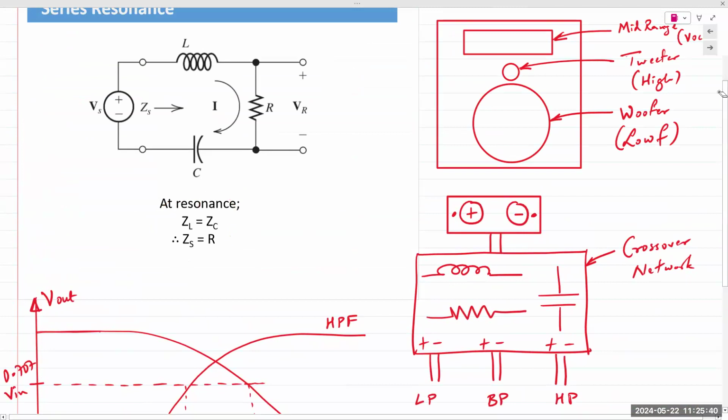At one particular frequency, the impedance of the inductor and capacitor have the exact same magnitude. The magnitude of ZL will be exactly the same as the magnitude of ZC, but the phase would be exactly opposite. Inductor is plus 90, capacitor is minus 90. If they share the same current, it's 180 degrees out of phase.